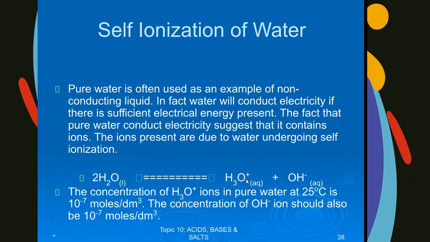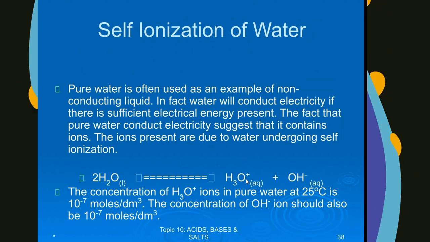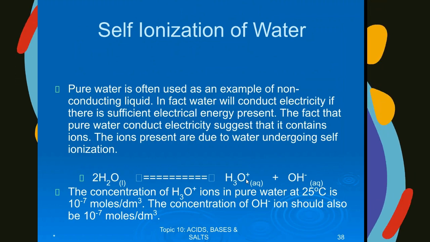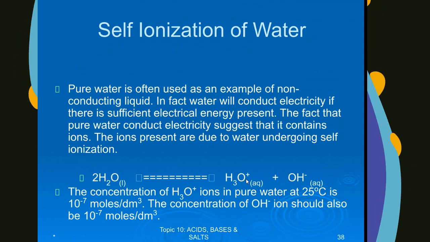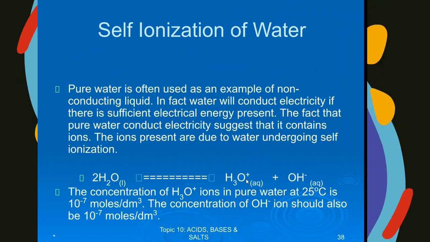The concentration of H3O plus ions in pure water at 25 degrees Celsius is how much? It is 10 raised to minus 7 moles per dm cube. The concentration of OH minus ions should also be 10 raised to minus 7 moles per dm cube.